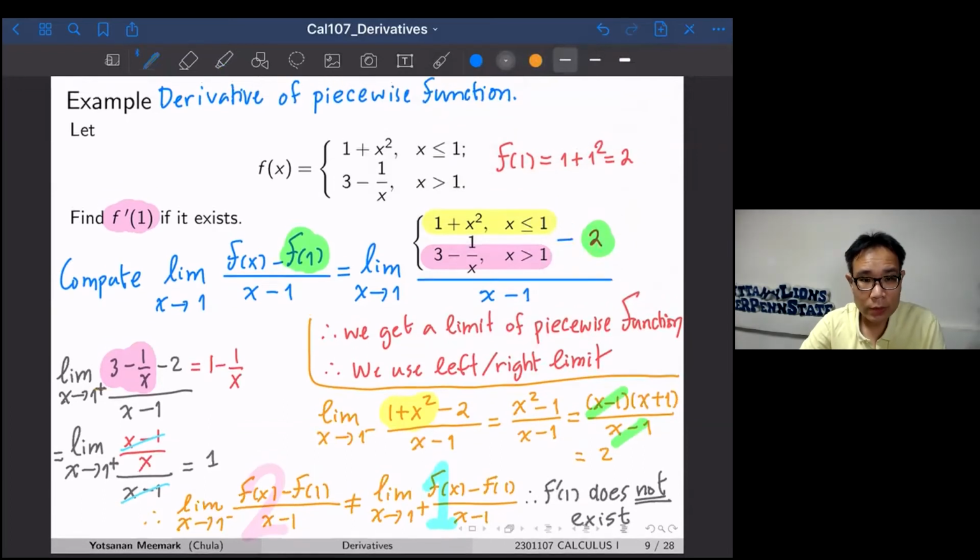So this is how we find the derivative of the piecewise function at the given point. Okay, and normally it's going to be at the point where the function separates into other formulas.